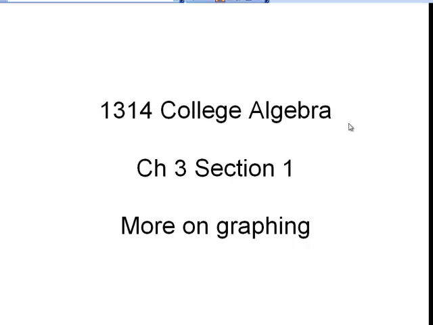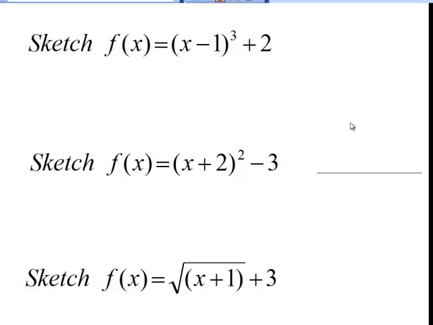Okay, this is section 3.1, which is more on graphing, continuing what we learned in chapter 2. Okay, suppose you want to sketch x minus 1 cubed plus 2. Now the minus 1 is going to move it right. The plus 2 is going to move it up. So you're going to move right 1 and up 2 from 0, 0. So here's 0, 0, right 1, up 2. So there's your new dot, and then you are drawing a cube.